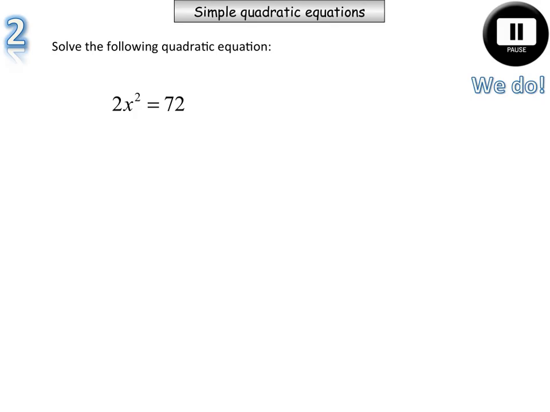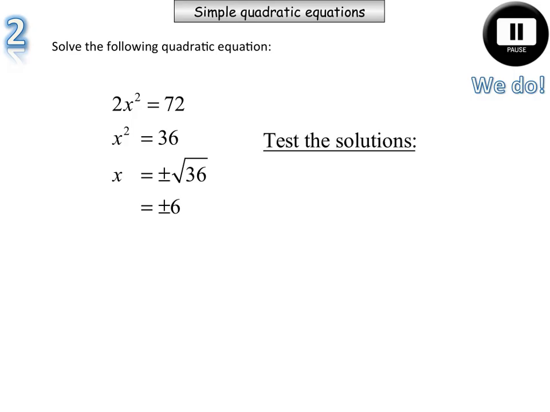Okay, so like the previous one, we divide by the coefficient of x squared. Here we're going to divide both sides by 2. So divide by 2, divide by 2. Then we have x squared is equal to 36. Take the square root of both sides. So the square root of this and the square root of that. So we end up getting plus or minus 6.